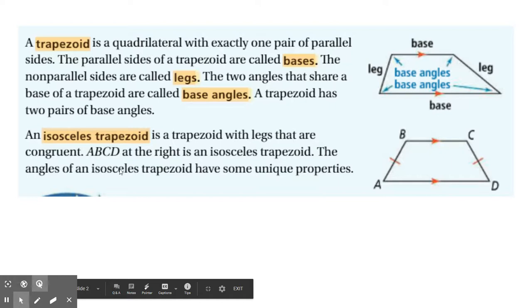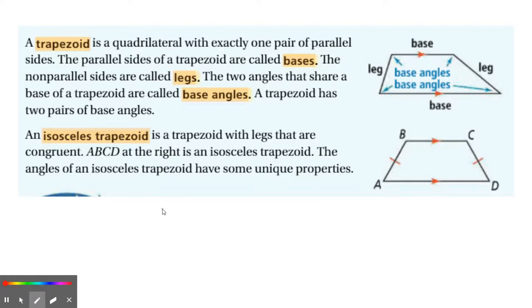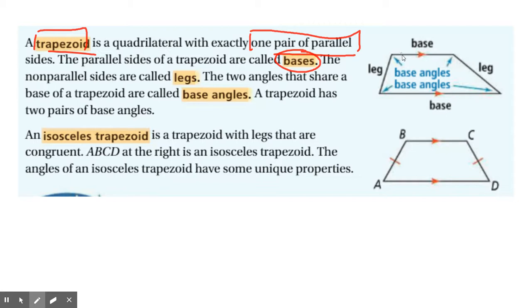So the first new figure is a trapezoid. I think you've seen it before. So a trapezoid has exactly 1 pair of parallel sides. So that's very important. So a trapezoid only has 1 pair of parallel sides, okay? We typically call those parallel sides the bases. Now, most of the time, it's the top and bottom side, but it could be turned, and they could be the left and right side. The other 2 sides are called the legs, all right?